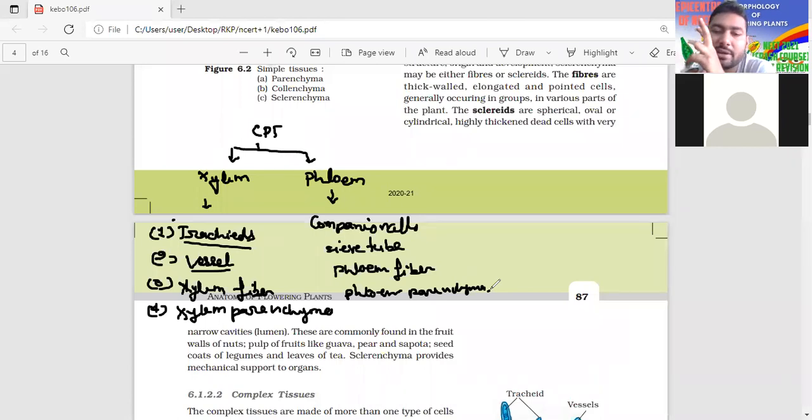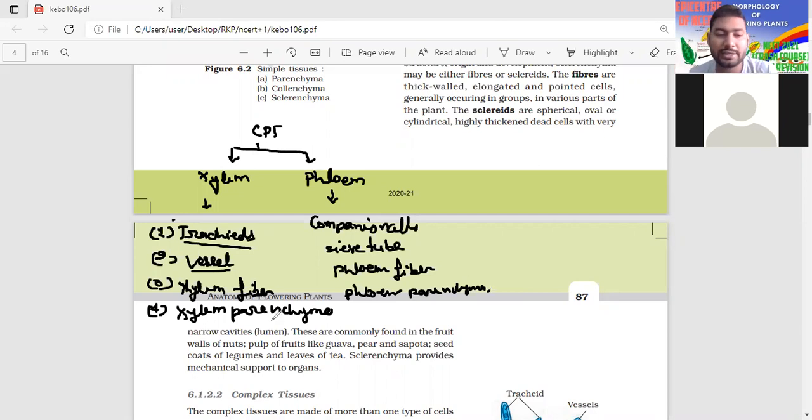Four different types: companion cells, sieve tube, phloem fiber, and phloem parenchyma. So these are the four different types of cells found in the phloem. Another very interesting story is in the case of the pteridophytes. So xylem, the vascular bundle, is of the primitive type.